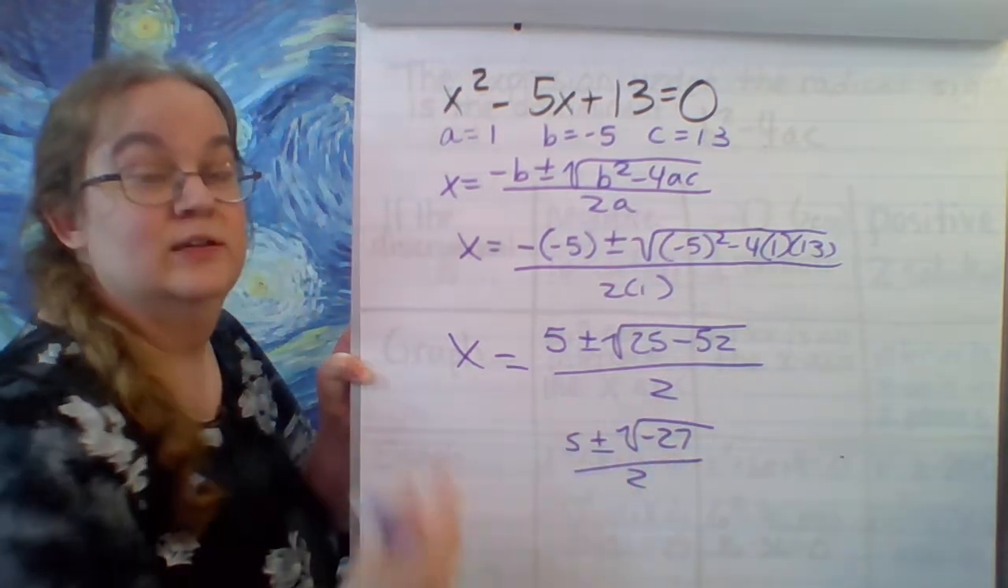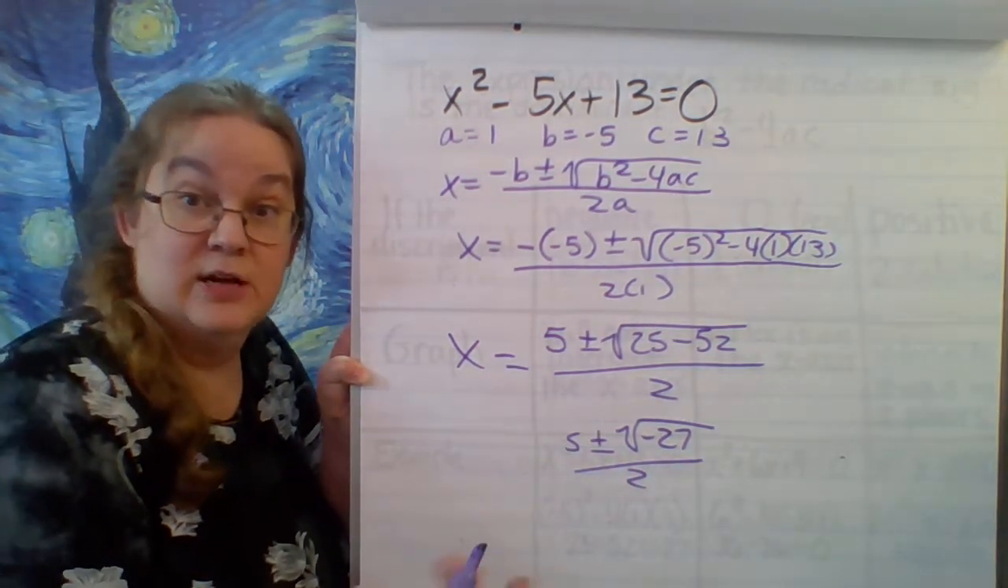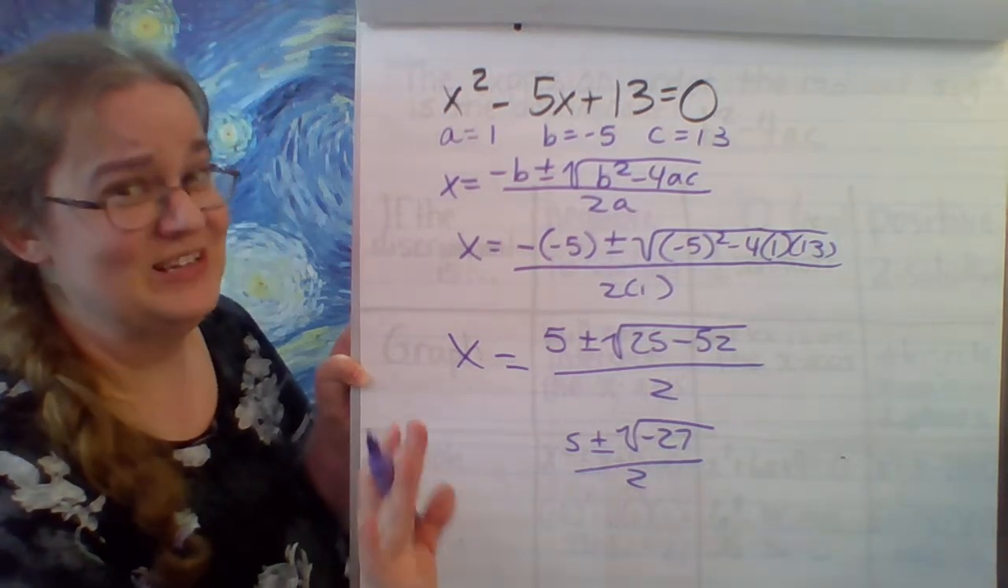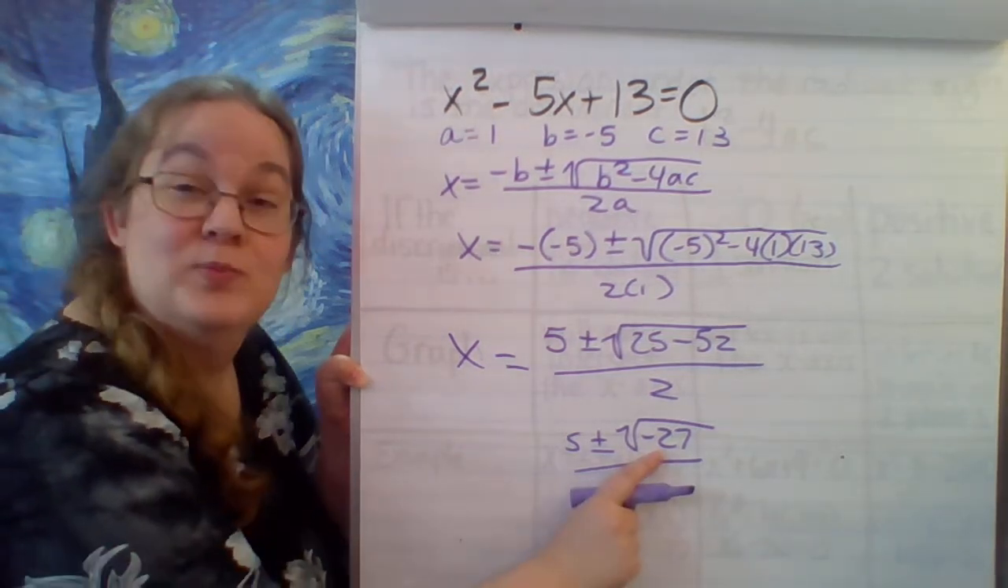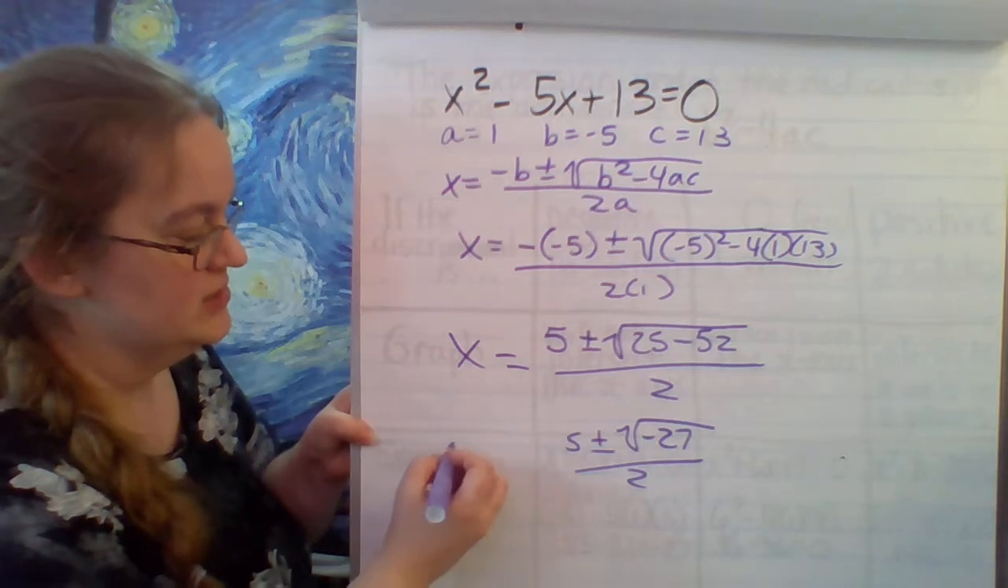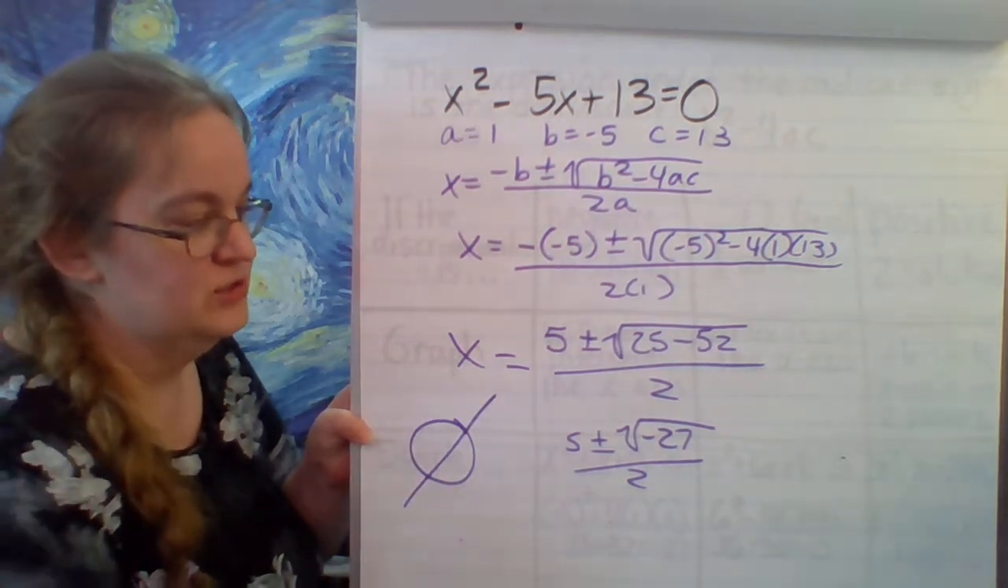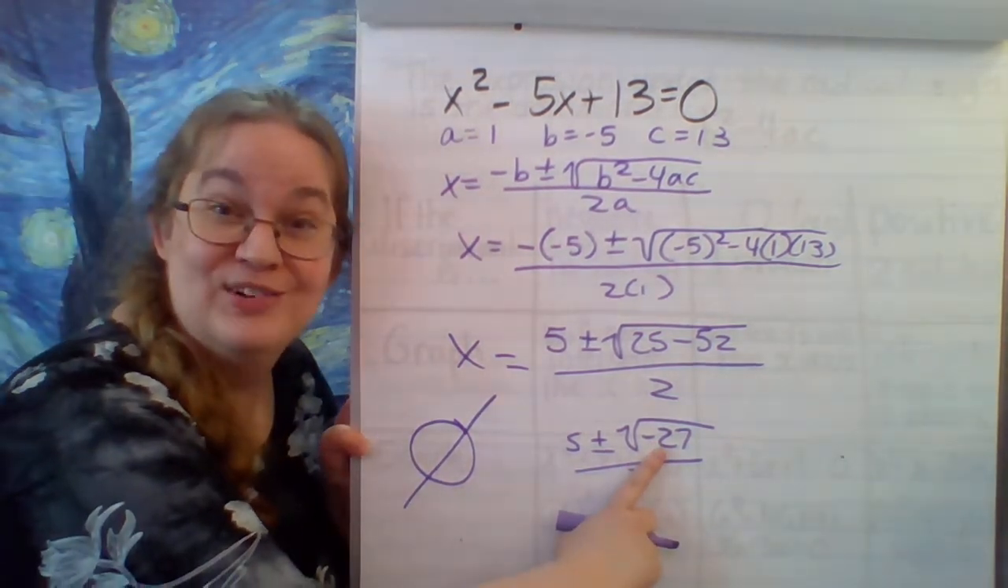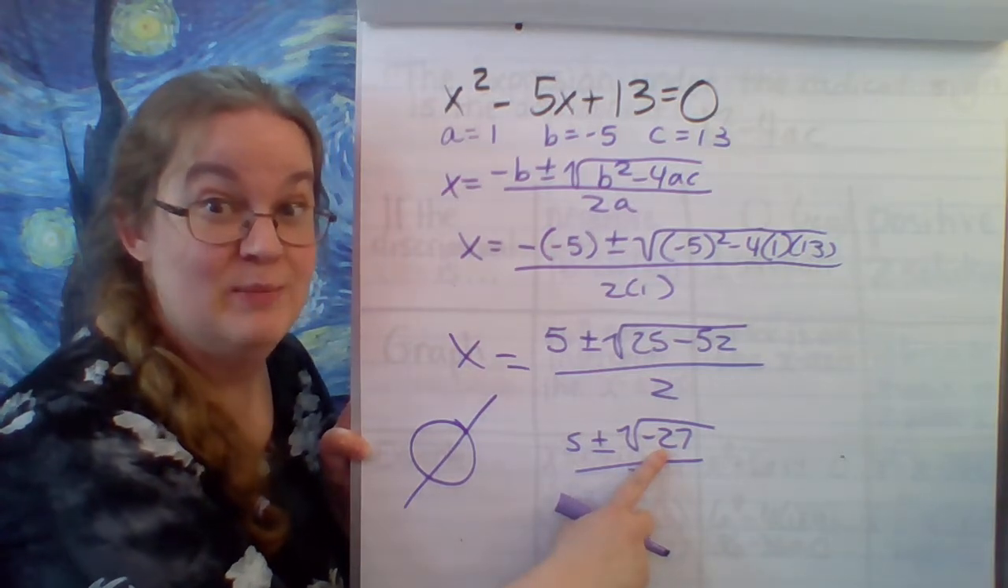You can't take the square root of a negative number. It's not a real solution. There's imaginary numbers, but that's a whole other lesson. So there's no solution. So the answer to this is there's no solution, and it's because this number underneath the radical sign came out negative.